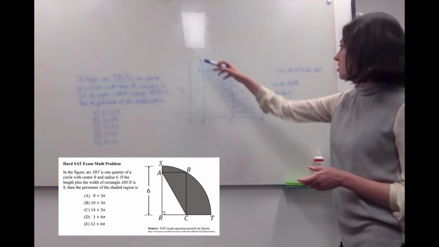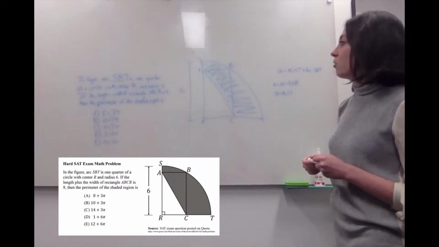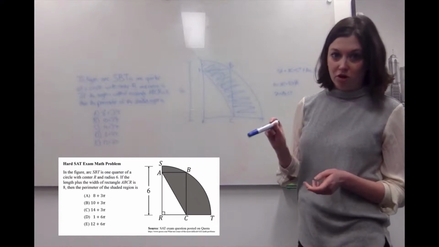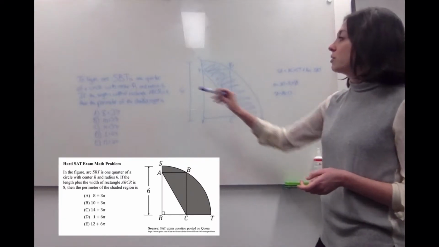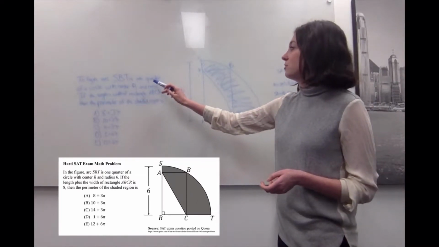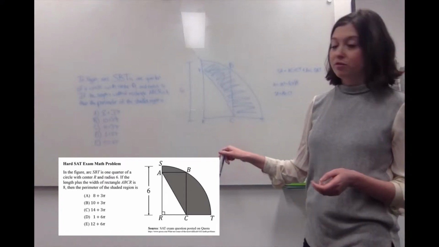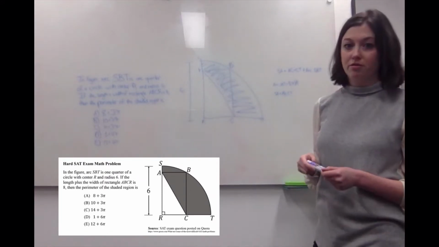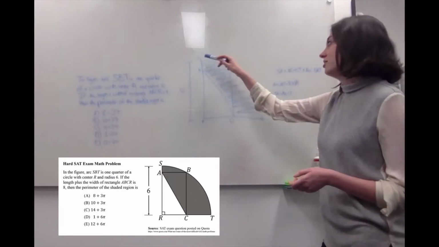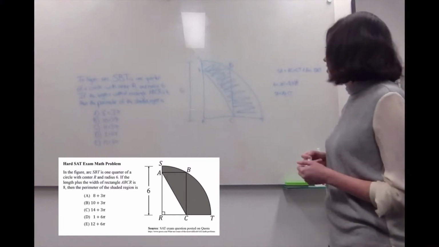So this is going to be arc SBT. Now, we know we have some information about arc SBT. We know that arc SBT is 1/4 of a circle, right? And we've got the radius. So if you know how to find the circumference of a whole circle, you can find the distance of this little bit, the arc.